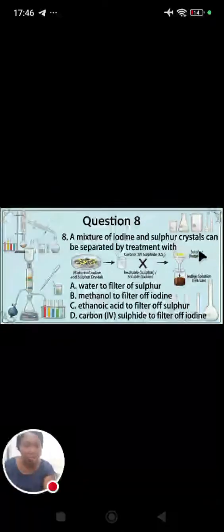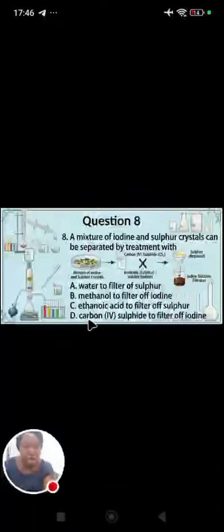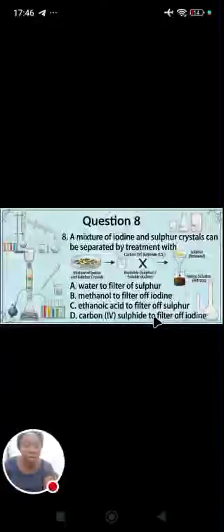A mixture of iodine crystals can be separated with what treatment? Iodine can sublime, and sulfur crystal is not soluble. So let's look at the options. If you add water, it will not dissolve because iodine is sparingly soluble, and so you add carbon 4 sulfide to filter out the iodine. So carbon 4 sulfide is an organic solvent that can dissolve organic solutes. So the correct answer is D.